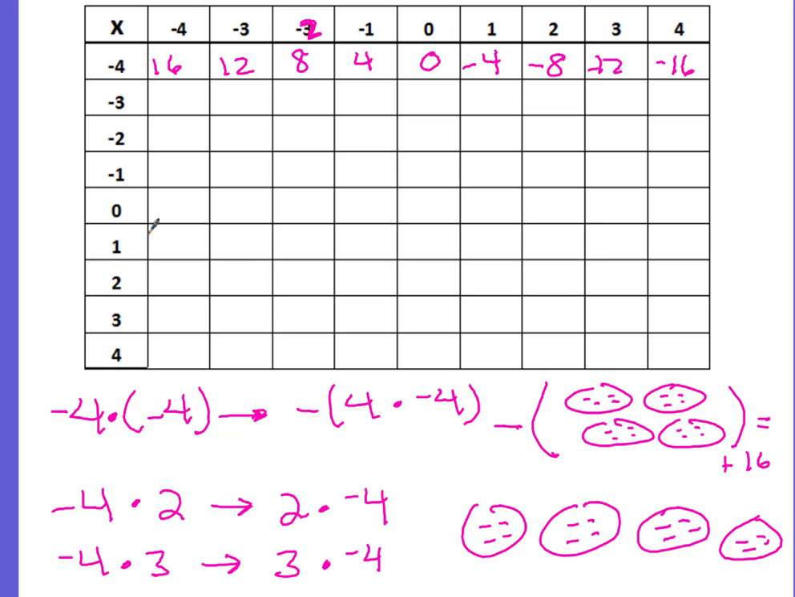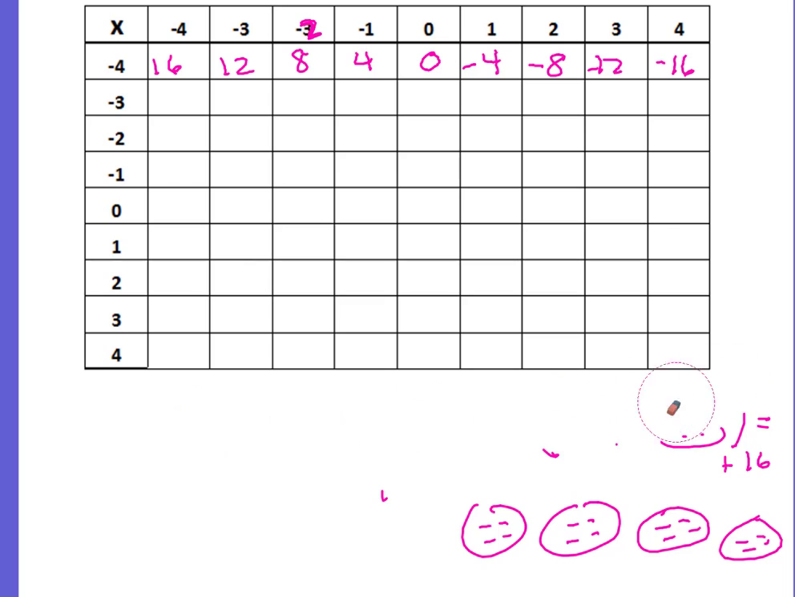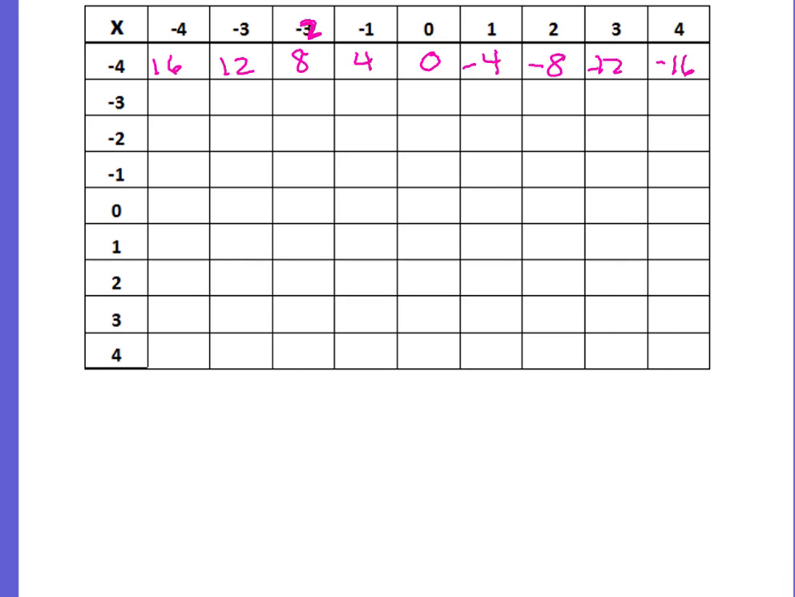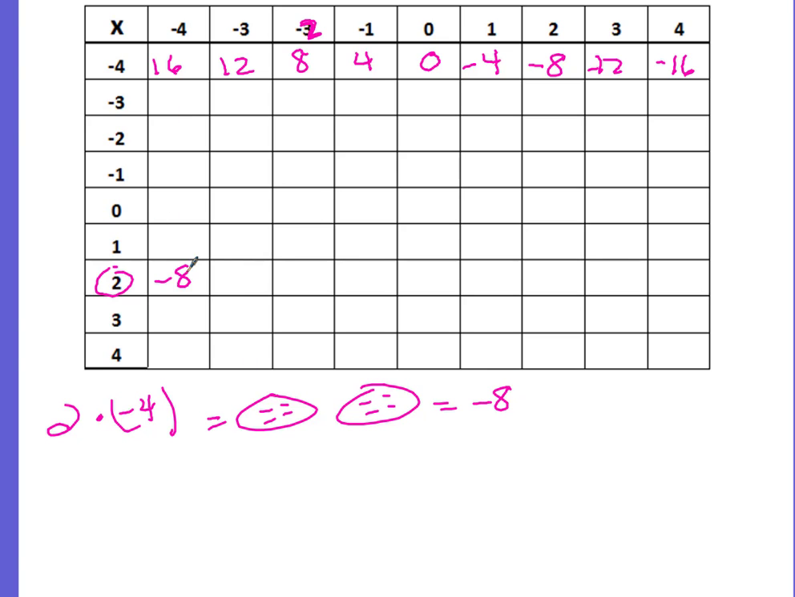If I come down here, let me erase the bottom section, the work I've done. And you'll see that the models that I have been using are the integer chips because they are easier to draw than the number lines, a little bit faster. If I come down here to the 2's and I take 2 times -4, I'm saying that I want 2 groups, and inside each group 4 negatives. So when I count them all up, I get -8. So 2 times -4 is -8.